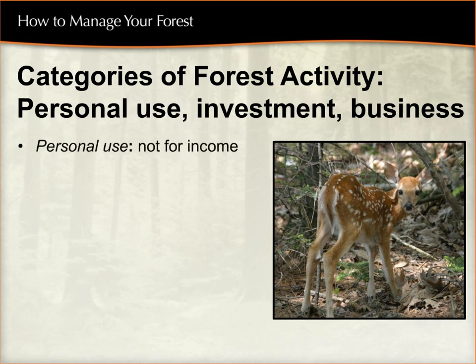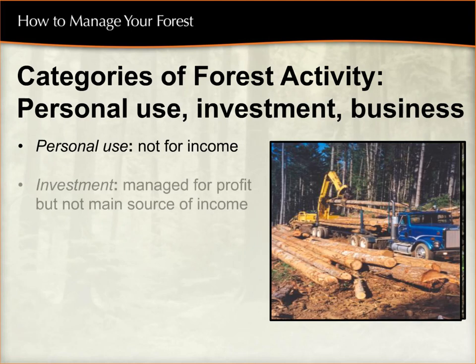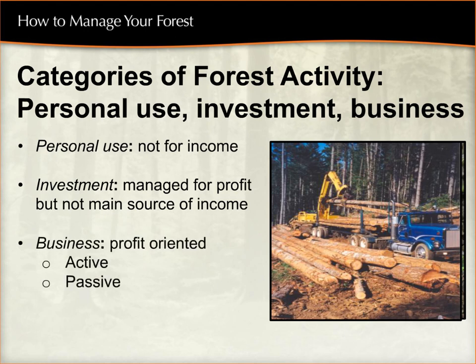Another issue with significant effect on the amount of tax owed is the category of forest activity. For tax purposes, a woodland operation can be classified in one of three categories: personal use, investment, or business. You must make this determination each tax year. Property and assets in the personal use category are not used to produce income. The house and land that are your personal residence are examples.